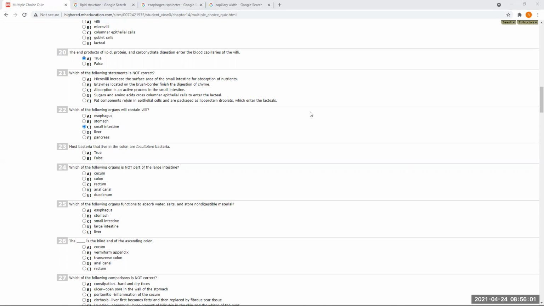So the answer, number 22, is the small intestine. They do contain villi. And what's the function of the villi? Absorption. Anika Augustine. And what else? Surface area. Yeah, very good. It increases the surface area. Let's have a look in terms of villi.